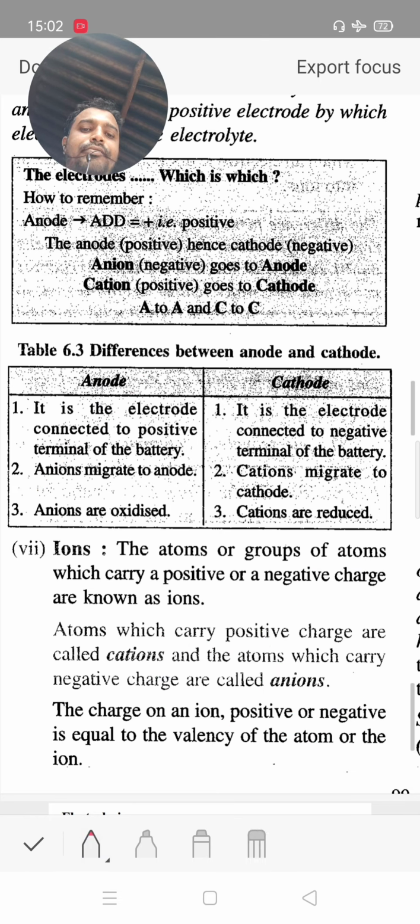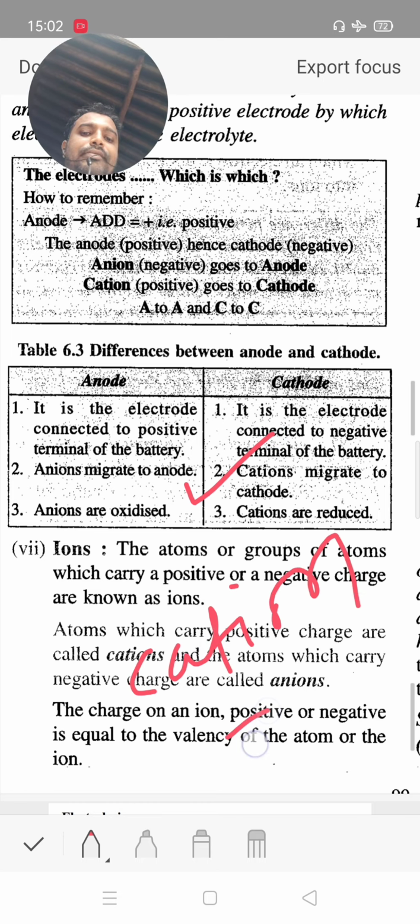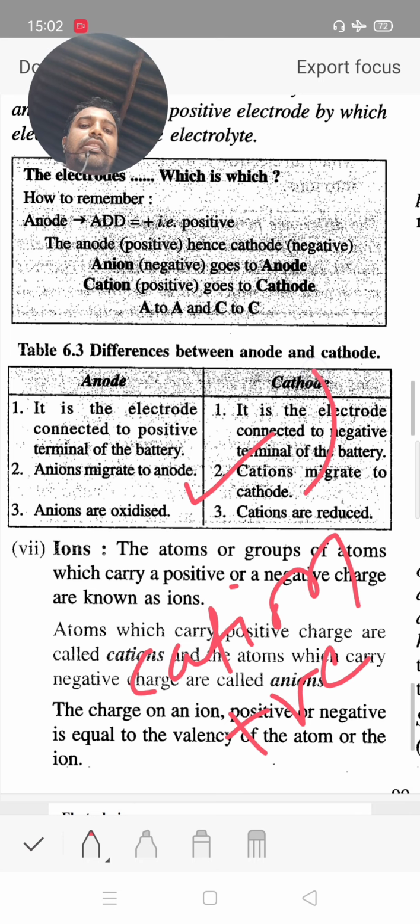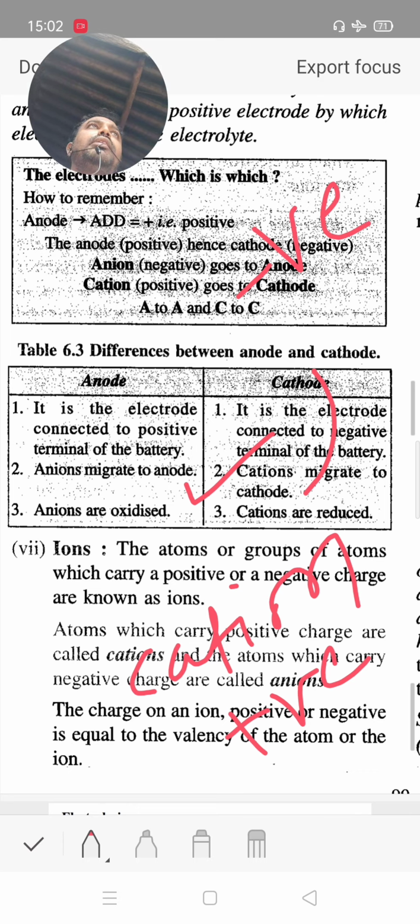Now cathode. In the cathode, cations migrate to the cathode. Cation means it is a positive charge, then it migrates to the cathode. This cathode is the negative terminal of the battery, and the cation is a positive charge.